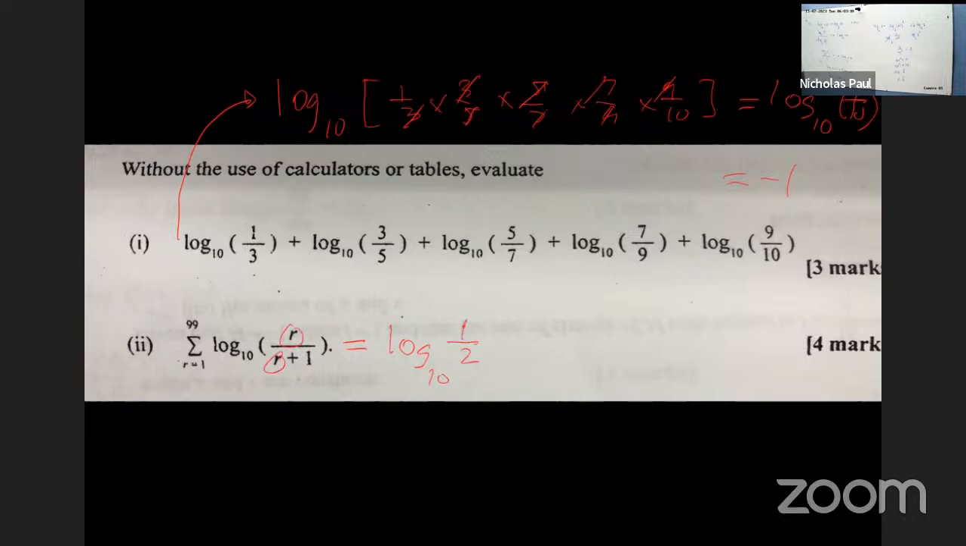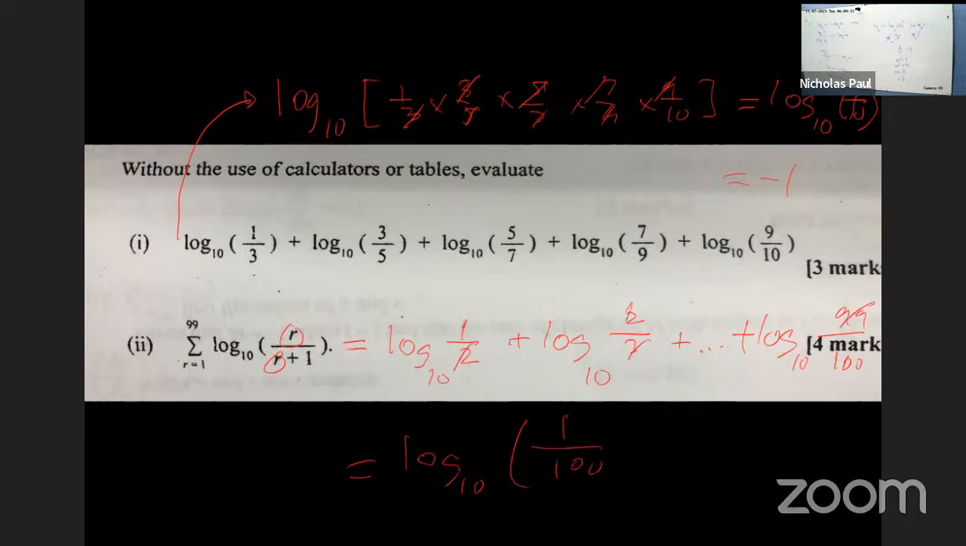That's okay? What's the next term? Log to the base 10 of what? 2 over... no, next term. Remember it's from 1 to 99. So it's 1, 2, 3, 4, 5, up to 99, right? Until it reaches 99. So it will be 2 over how much? 3. And then we go all the way until we reach 99 over 100. So what will remain? 1 and 100. This will cancel, right? You'll end up with 1 over 100, which is -2.